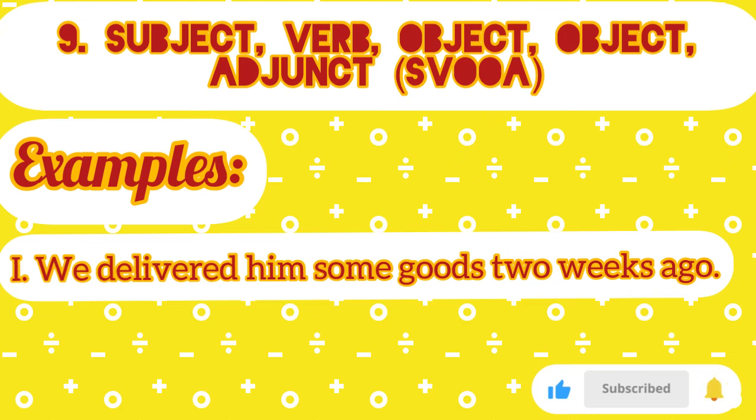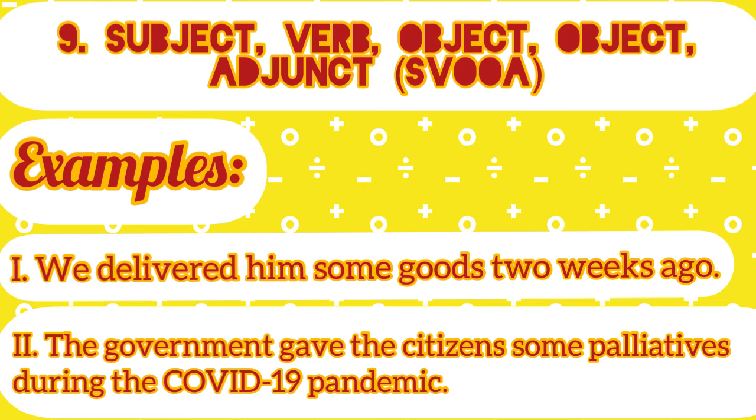So we have two objects operating in that sentence. The government gave the citizens some palliatives during the COVID-19 pandemic. Let's analyze this sentence. The government here is the subject of the sentence. Gave is the verb. The citizens, the first object. Then some palliatives, another object, being the direct object, while the citizens is the indirect object. Then during the COVID-19 pandemic is an adjunct. That is the phrase, an adjunct.